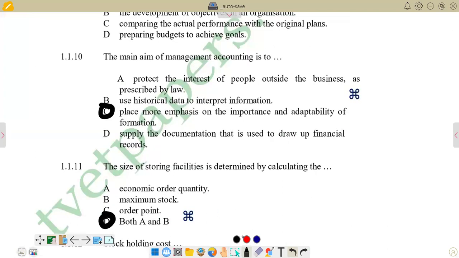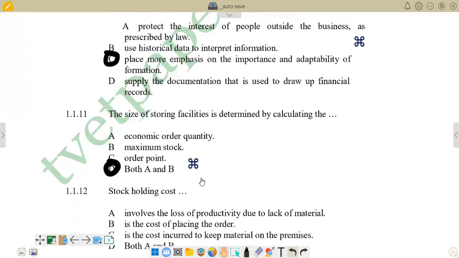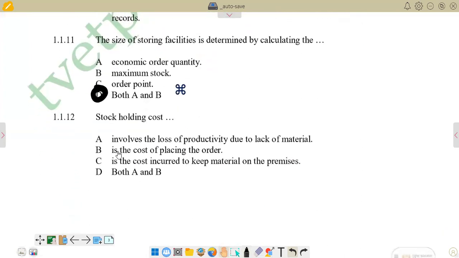So we can try to check there if you have got any question that is below that. Then we've got our 1.1.12, which is: stock holding cost is what? A, involves the loss of productivity due to lack of material. B is the cost of placing the order. C is the cost in care to keep material on the premises. Then D, we've got both A and B.